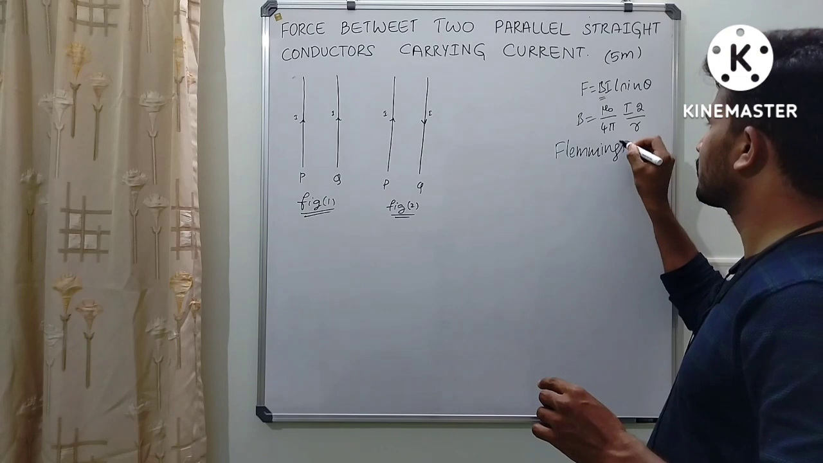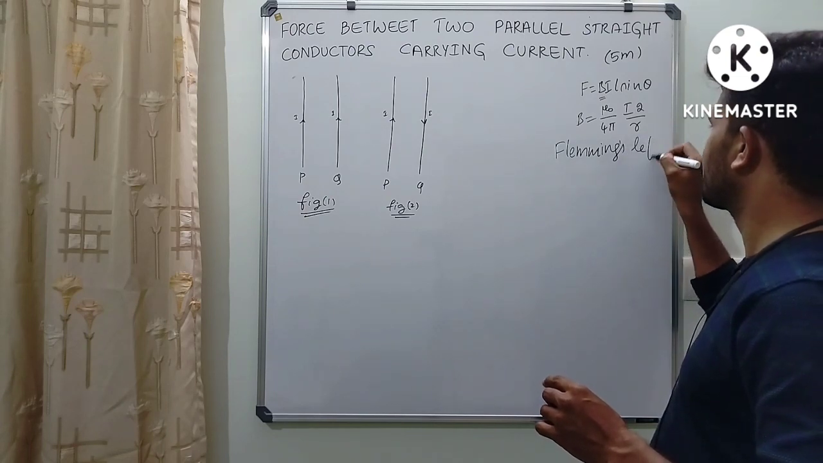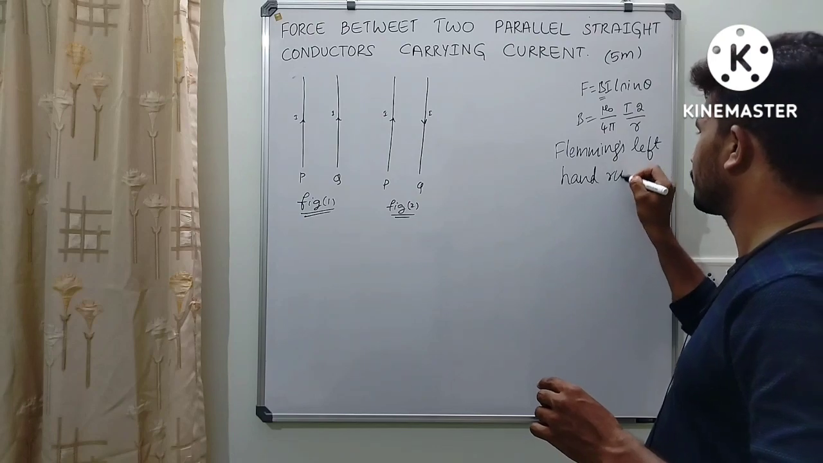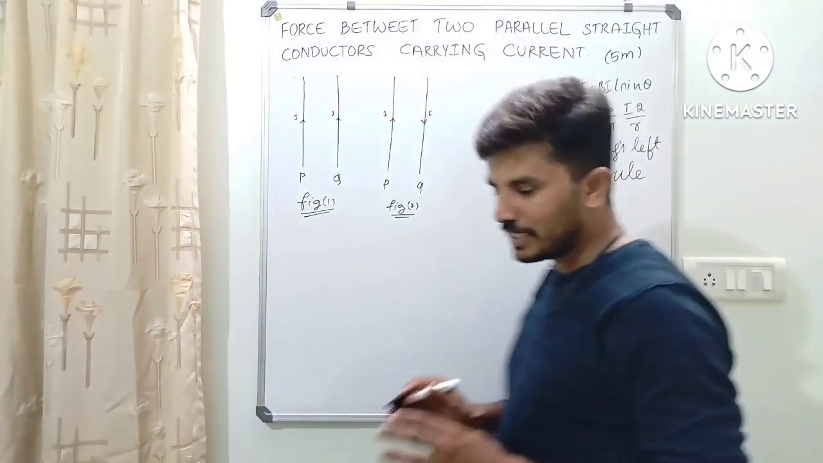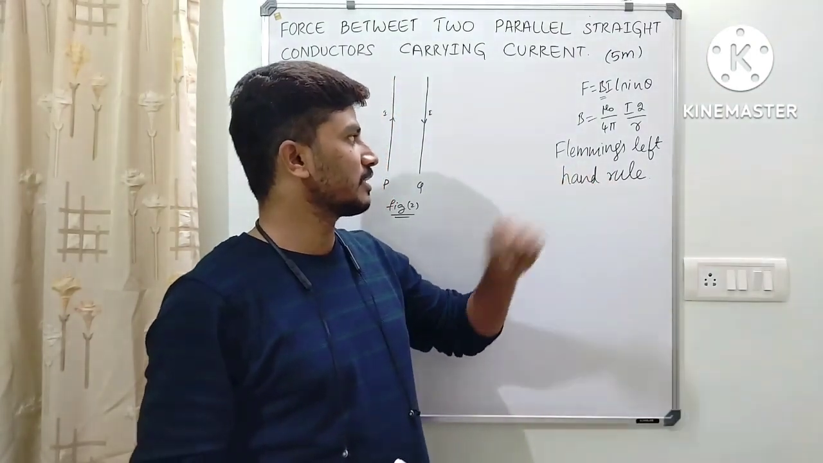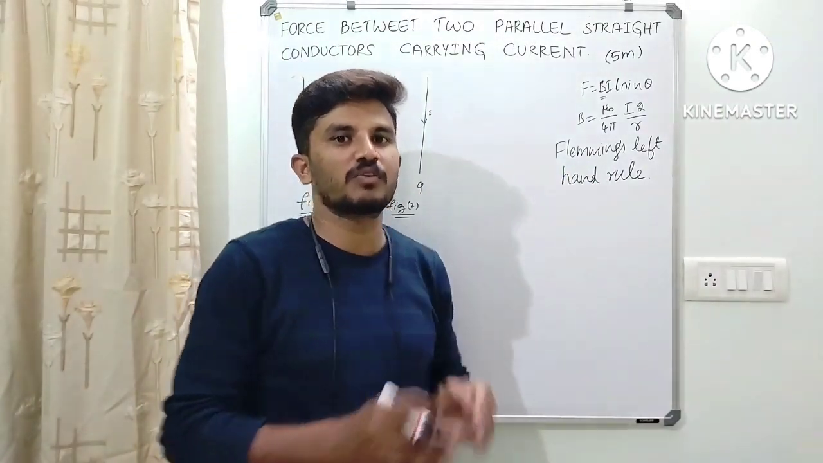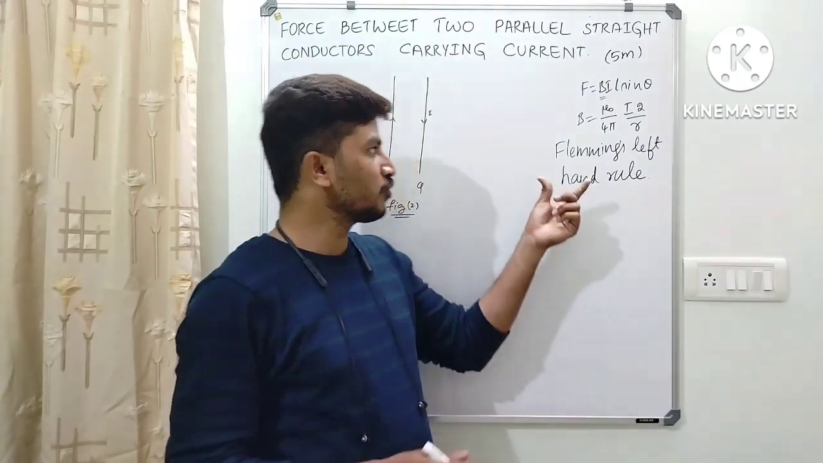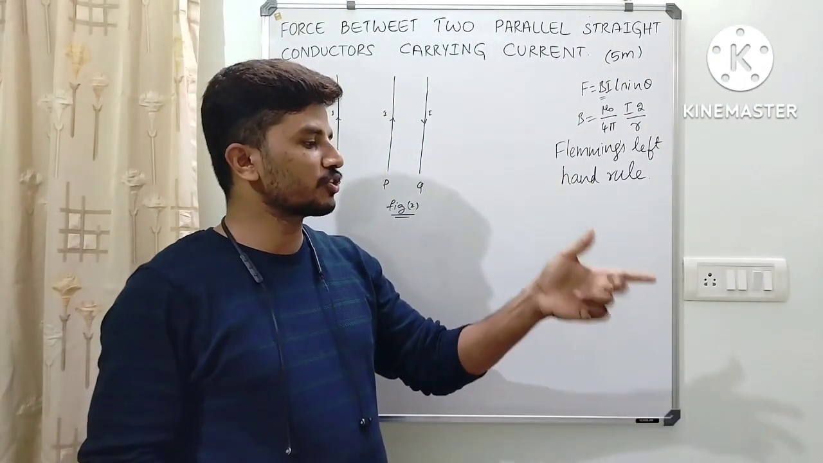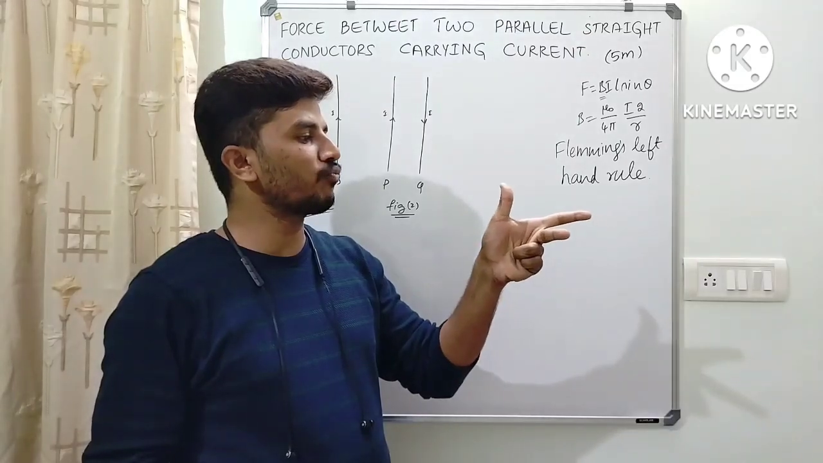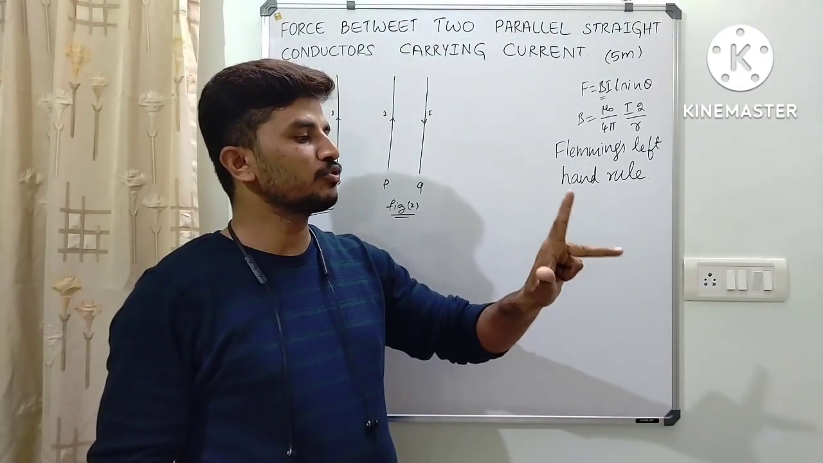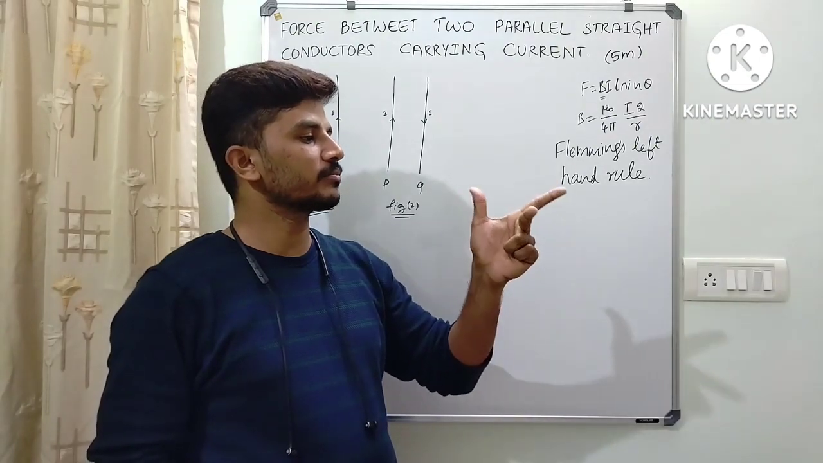Okay, if you have not studied this, just go through the notes once. Just study this Fleming's left hand rule. Here I will just give a brief explanation for that. According to Fleming's left hand rule, you have to stretch the first 3 fingers of left hand in such a way that they are mutually perpendicular to each other.